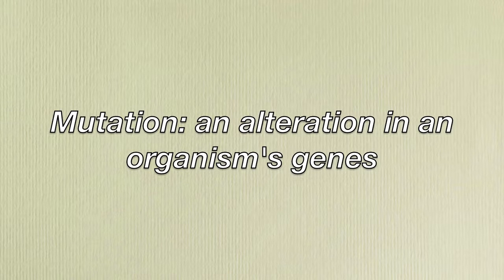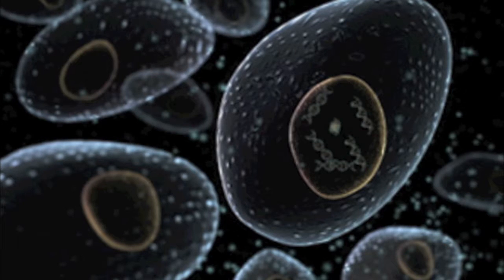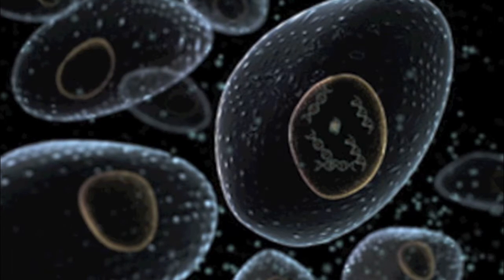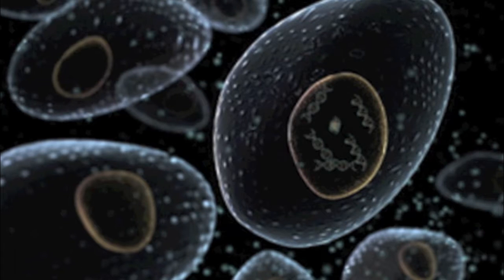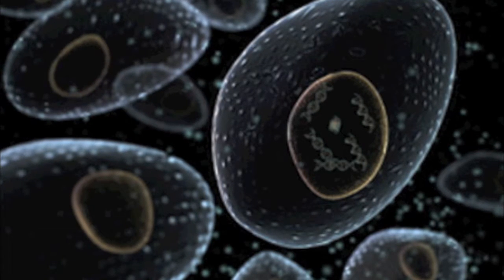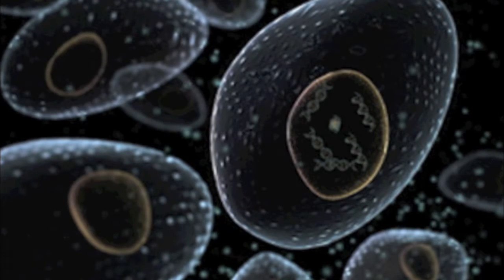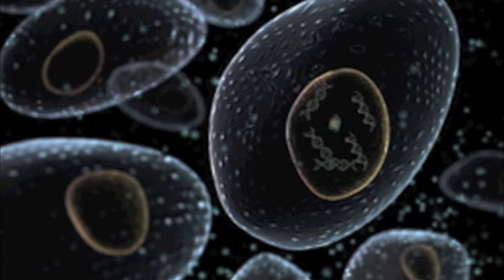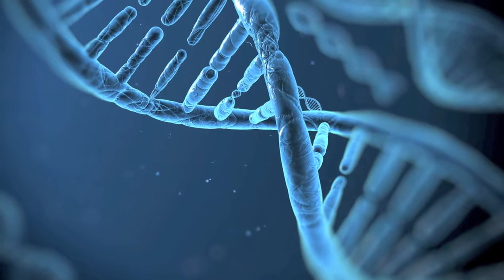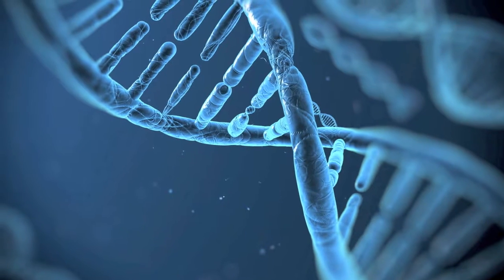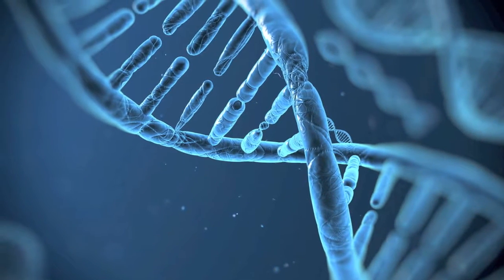A mutation is an alteration in an organism's genes. When cells grow and duplicate, they need to copy their genetic material in the form of DNA. However, DNA duplication is not always perfect, and some errors do result. Sometimes these errors can result in significant changes to the organism's overall appearance or to some of their bodily functions.